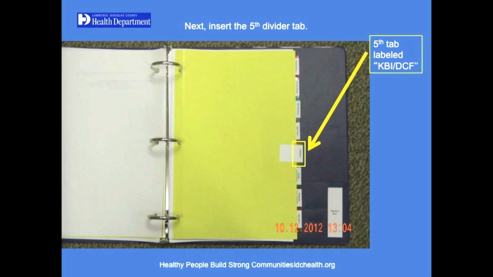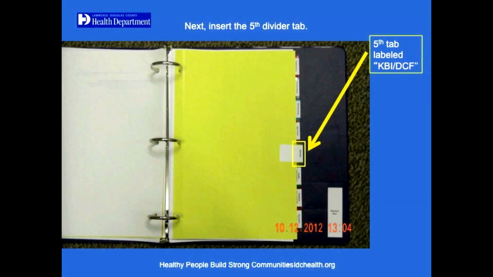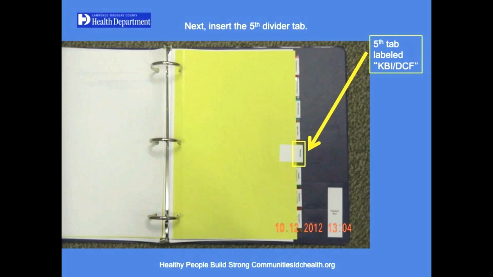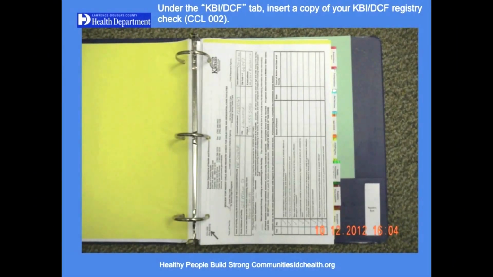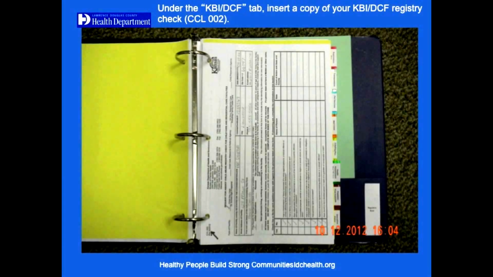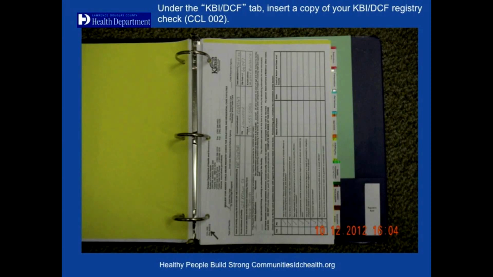Next, insert the fifth divider tab. Fifth tab labeled KBI/DCF. Under the KBI/DCF tab, insert your KBI/DCF registry check.